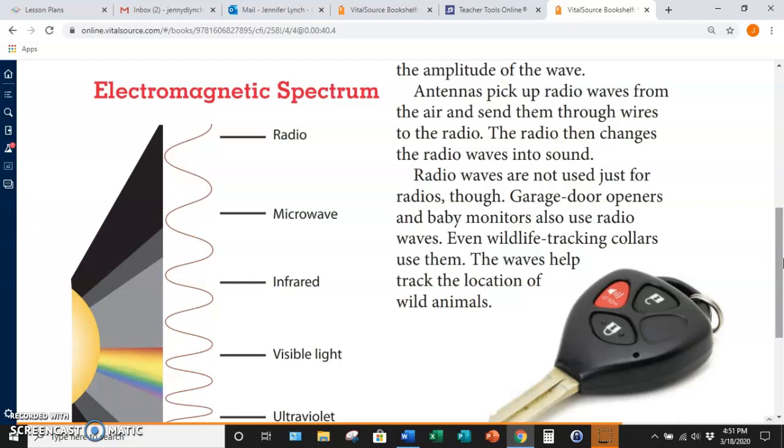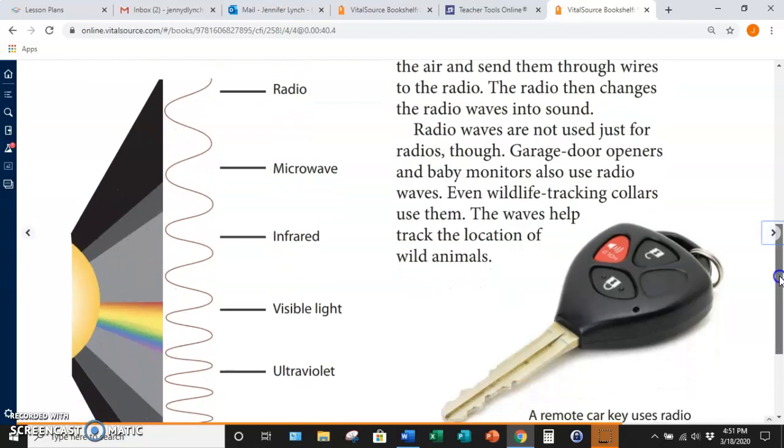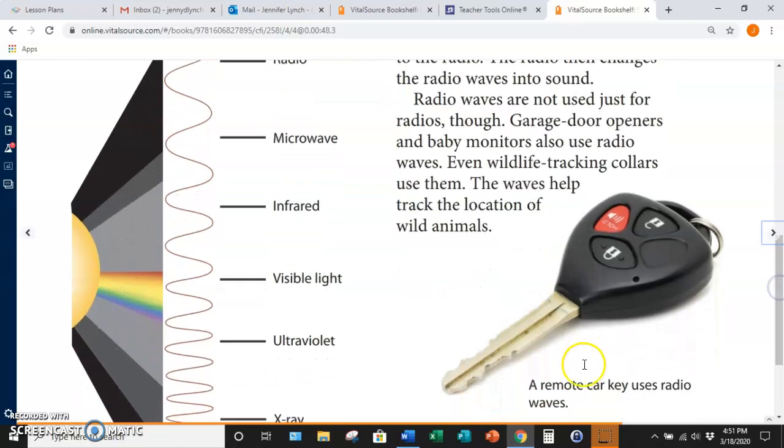Radio waves are not used just for radios, though. Garage door openers and baby monitors also use radio waves. Even wildlife tracking collars use them. The waves help track the location of wild animals. A remote car key uses radio waves as well. So like when you unlock your car, that is a radio wave that is sending it to your vehicle.